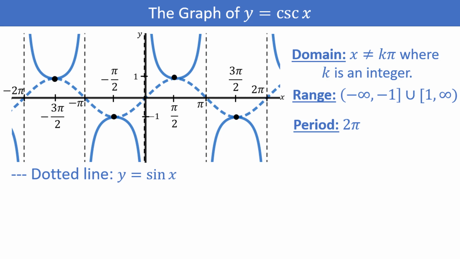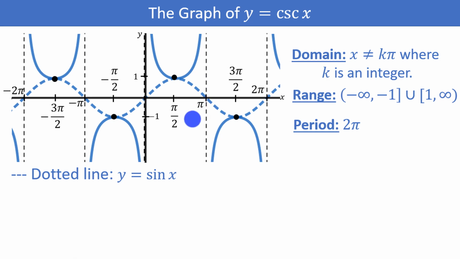In order to graph cosecant, I typically graph sine first, and then graph cosecant on top of it. If we graph sine in a dotted line, anytime that we have a maximum on sine or a minimum on sine, we will have a shared point on cosecant. Anytime that sine is equal to 0, we will have a vertical asymptote on cosecant.